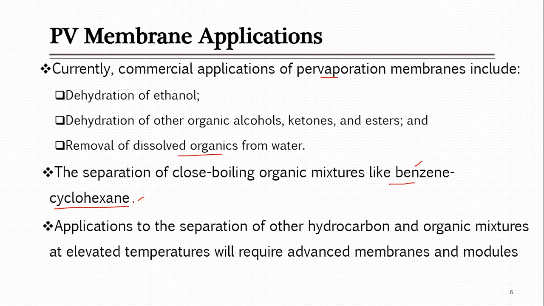So their application to separation of other hydrocarbons, some difficult separations, maybe where there is a huge mixture and they are at elevated temperature, meaning they are available at high temperature. So for their separation, when the temperature is high, polymeric membranes are not that good. You have to use some other membranes which can separate them, and those are inorganic membranes, and those advanced inorganic membranes can be used, or maybe organic-inorganic composite membranes which can perform separation at high temperature, they can be used for such kind of separation.